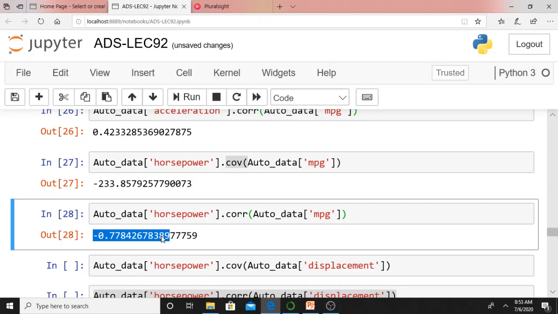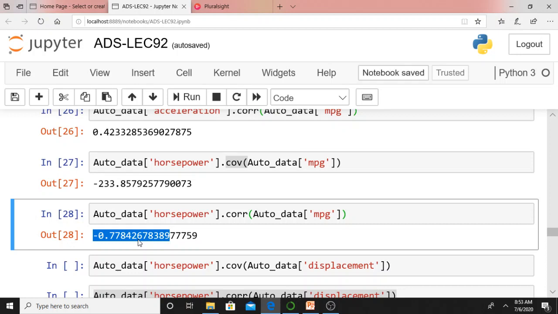Let's take a look at the correlation between horsepower and mileage. corr means correlation. Between horsepower and mileage, this will give us the direction as well as the strength of the relationship. Yes, it's minus 0.77. It's giving the negative direction. Also it's giving the strength of the relationship. You can see that horsepower and mileage are strongly negatively correlated.